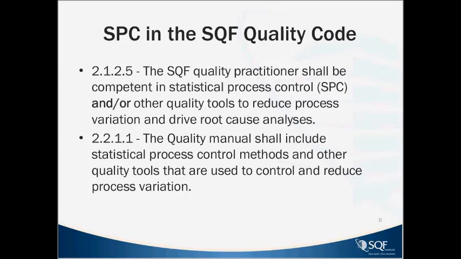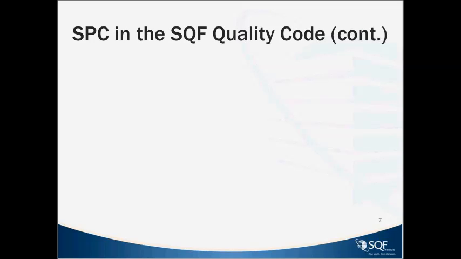The second point where it's mentioned in the quality code is in reference to elements within the quality manual, where it says that it should and shall include statistical process control methods and other quality tools that are used to control and reduce process variation. So there will be specific requirements or specific procedures and written elements that you would be expected to have within your quality manual as to how you might use these tools. So that's the second part.